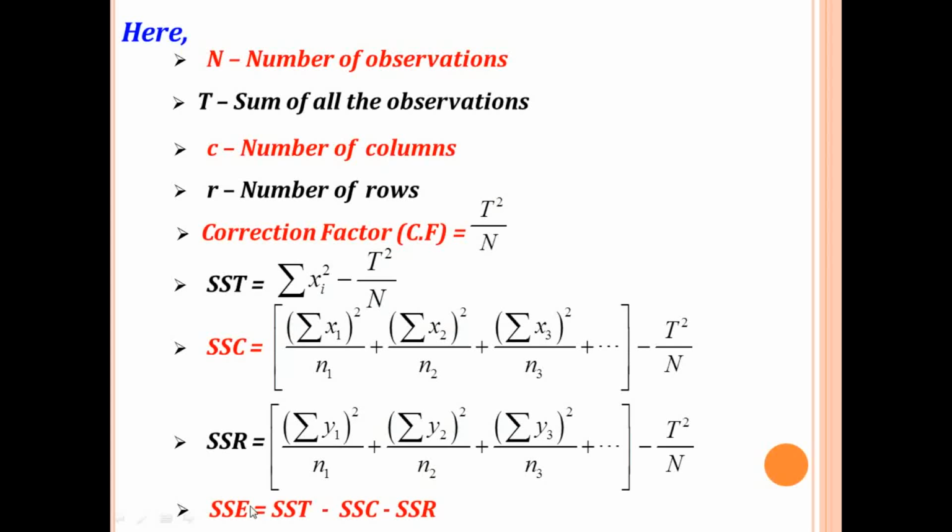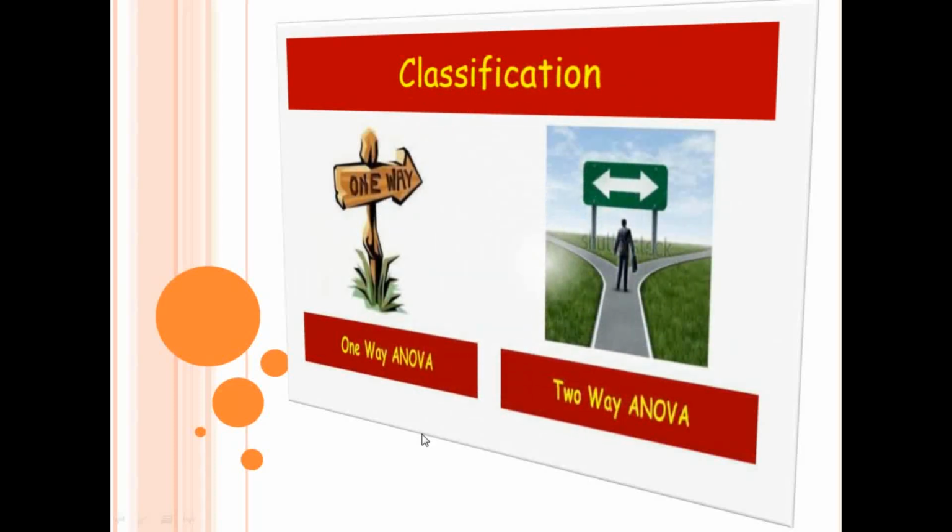Next, we find the sum of squares within error, that is equal to the total value minus the column minus the row wise. Okay. So I hope you are enjoying this session.